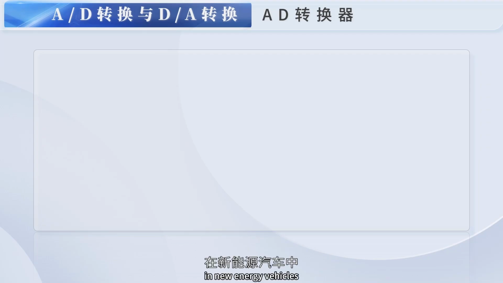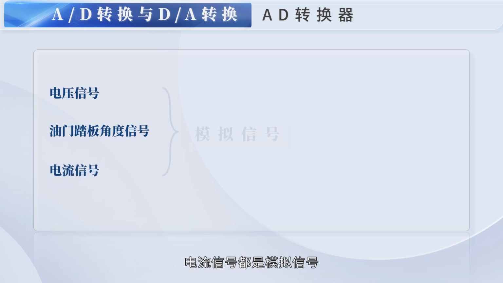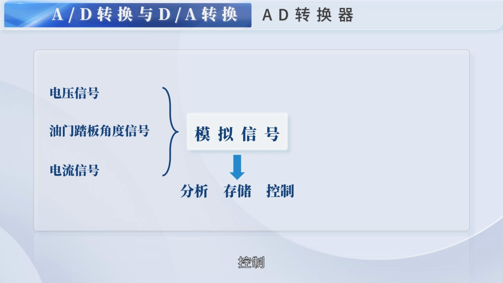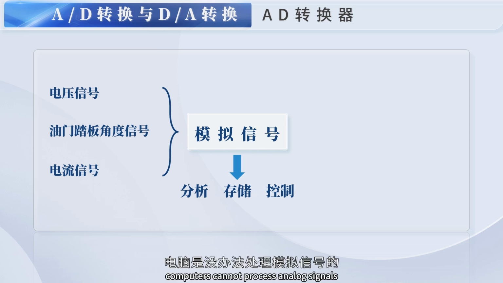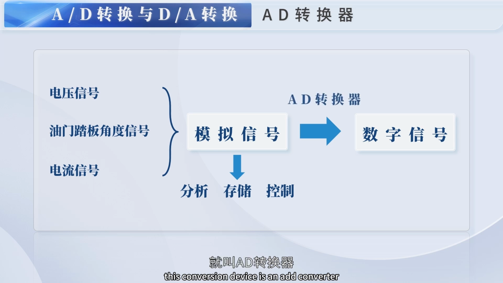In new energy vehicles, many signals are analog signals, such as voltage signals, throttle pedal angle signals, and current signals. These signals need to be analyzed, stored, and controlled by computers. Computers cannot process analog signals. At this time, a conversion device is required to convert analog signals into digital signals. This conversion device is an AD converter. Next, let's take a look at how it works.